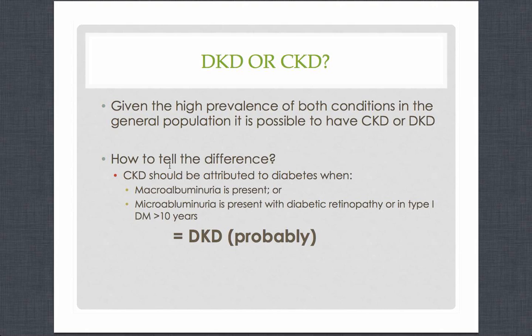So do you need to tell the difference between diabetic kidney disease and chronic kidney disease? Not really. It's rarely even that important. Chronic kidney disease can be attributed to diabetes when macroalbuminuria is present. This is defined by the degree of protein in the urine, which we can discuss. Or if microalbuminuria is present with diabetic retinopathy, or in a patient with type 1 diabetes who has had it for longer than 10 years. These things mean that it's probably diabetic kidney disease. But in actual fact, if you see chronic kidney disease in somebody with diabetes, you know that their diabetes is contributing to the progression of their kidney disease unless their glucose is exquisitely controlled.